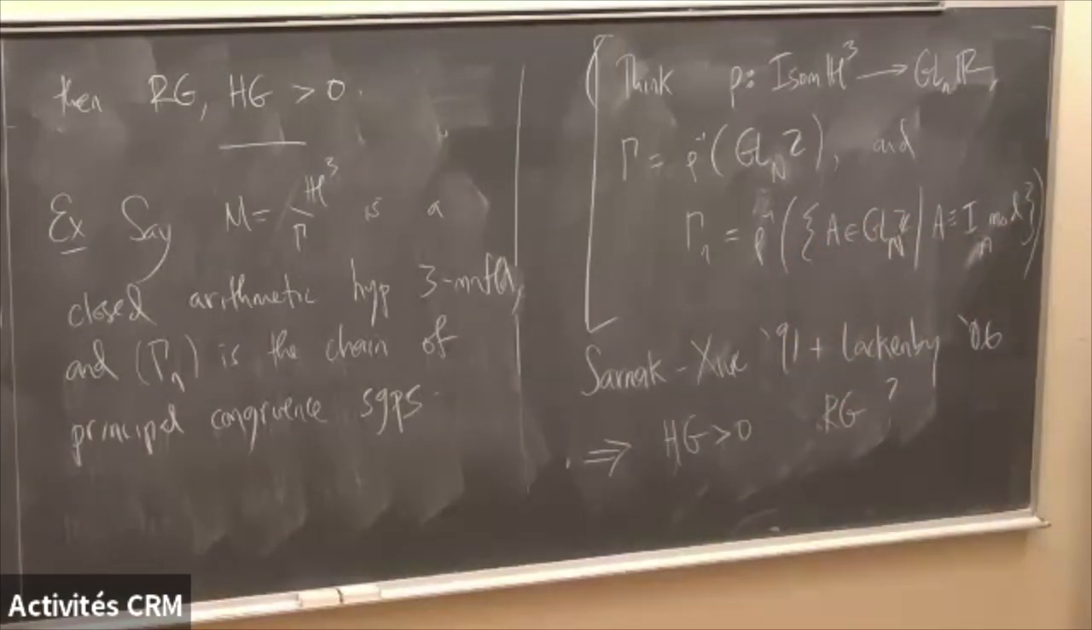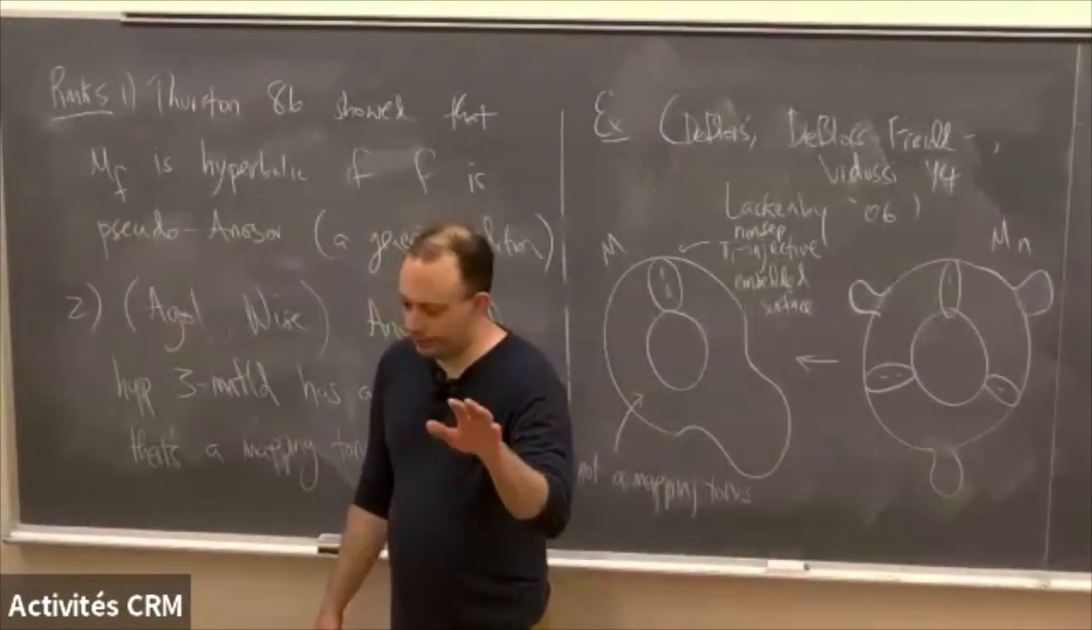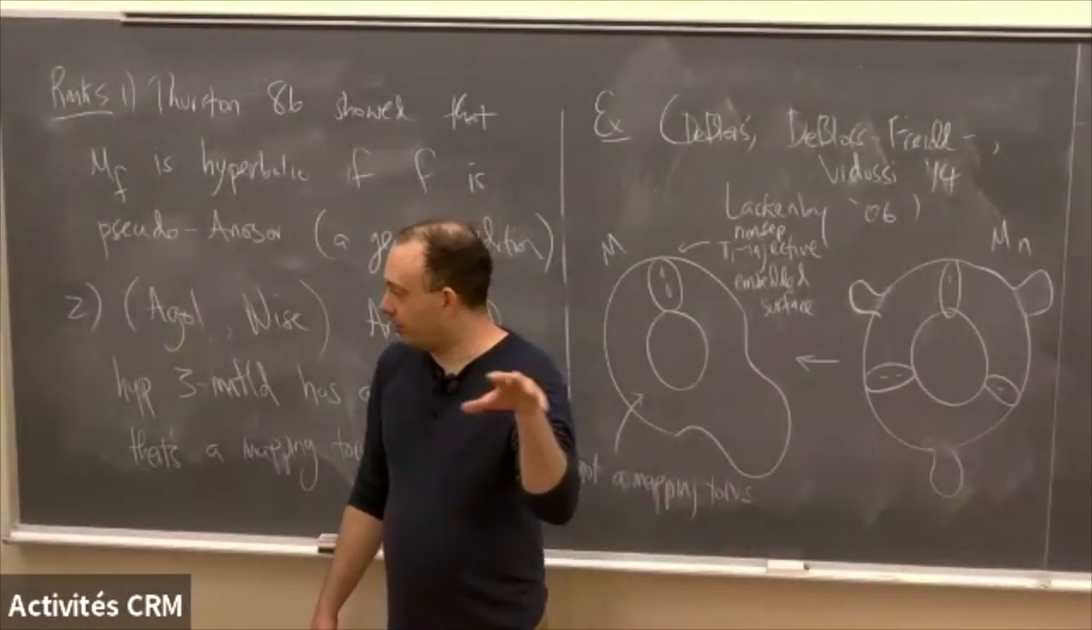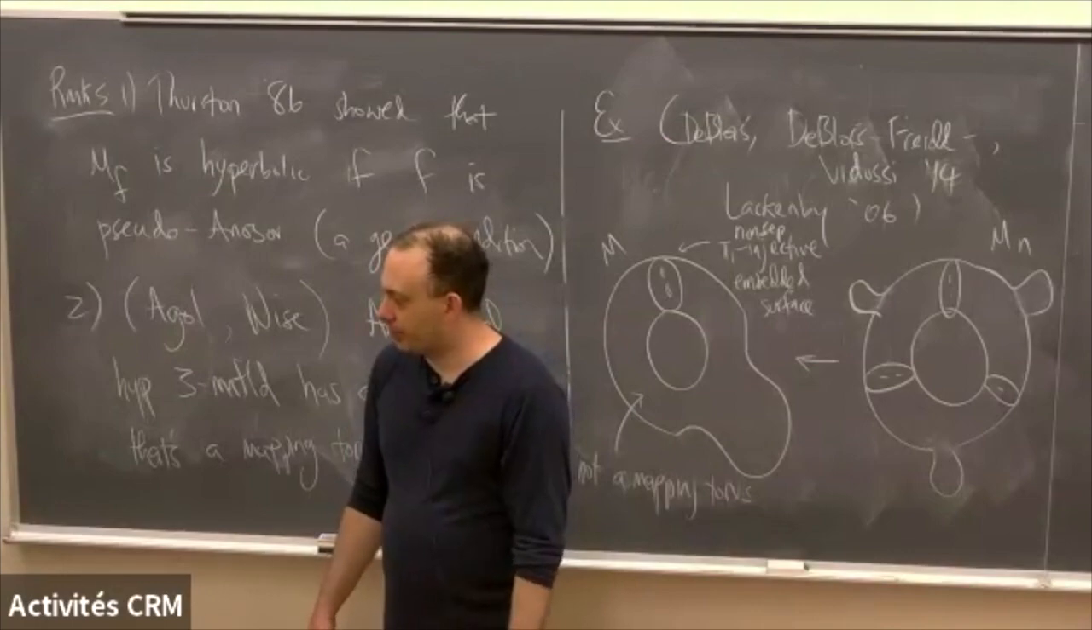Question from the chat. Is there a connection between positive rank gradient and virtually surjecting onto a free group? Yeah, well, if you virtually surject onto a free group, then you can construct chains with positive rank gradient, for instance, by taking a chain in the free group and pulling it back, and then that gives you a chain with positive rank gradient.